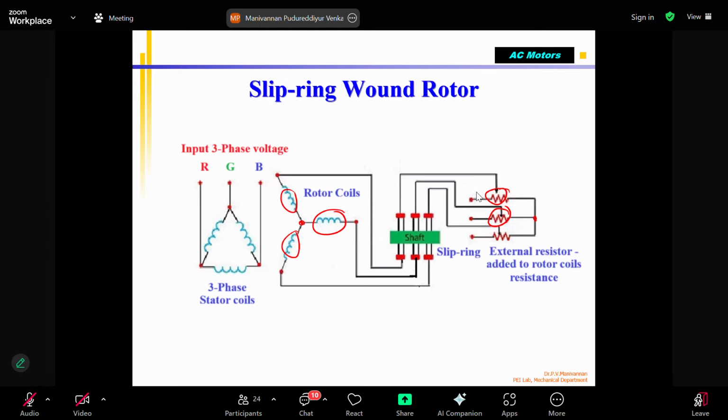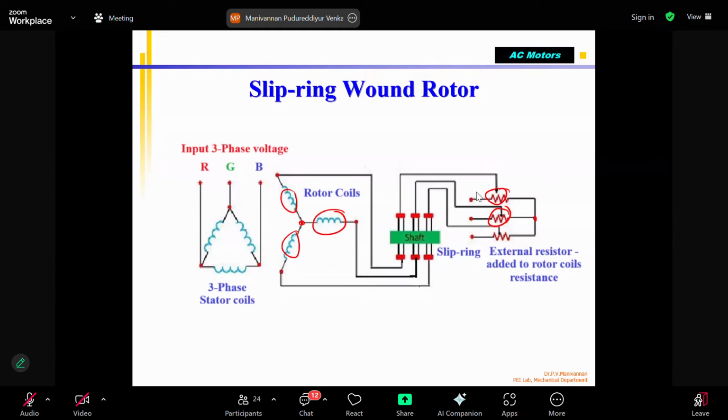You have single phase induction motors also, but we will talk about three phase here for easy understanding, and it can be extended to single phase also. So all three coil ends are short circuited.